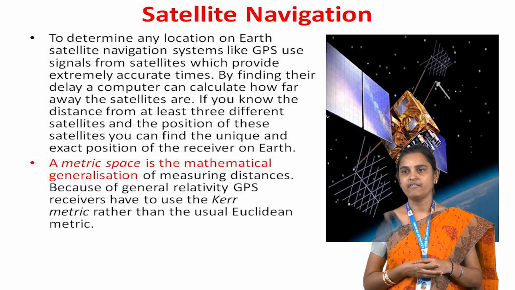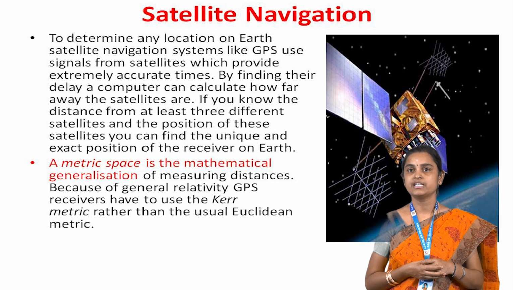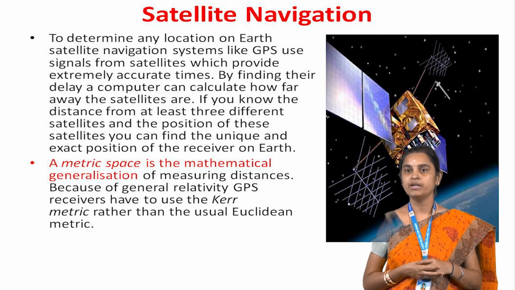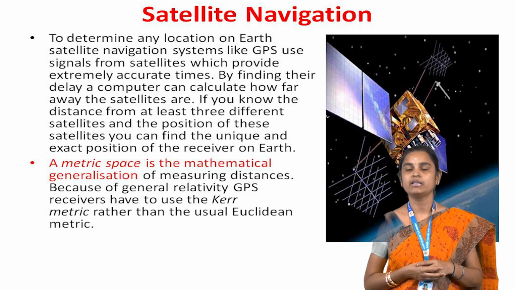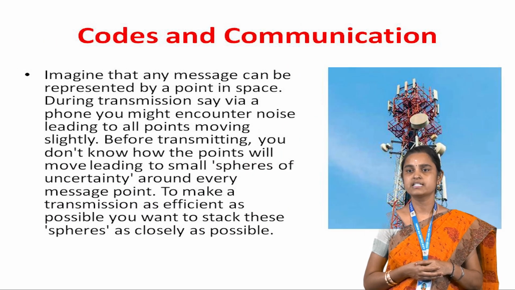It is used in satellite navigation also. To determine any location on Earth, GPS is used from satellites, which provides extremely accurate times. A metric space is a mathematical generalization of measuring distances. Because of general relativity, GPS receivers have to use the Kerr metric rather than the usual Euclidean metric. It is used in codes and communication. Next.